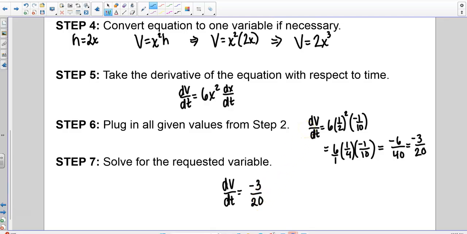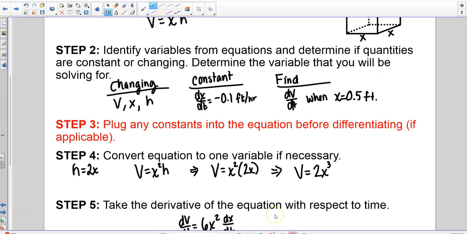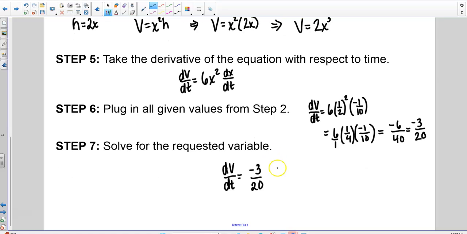And for our units, we're talking volume, which is cubic units, and what were we measuring in? Feet. So we get cubic feet, and then dt is time. That is hours for this problem. So when the ice cube has melted all the way down to where it only has a base that is 1/2 of a foot by 1/2 of a foot, the ice is melting at a rate of -3/20 cubic feet per hour. Okay, questions so far? All right.